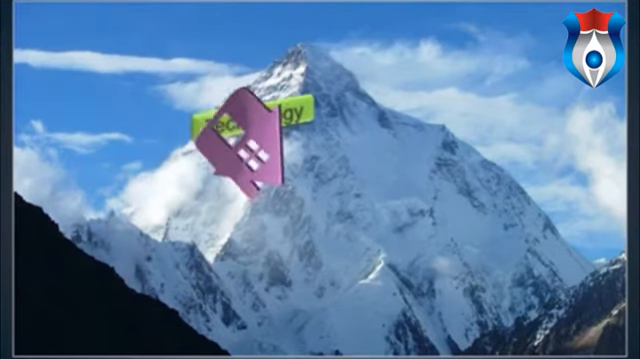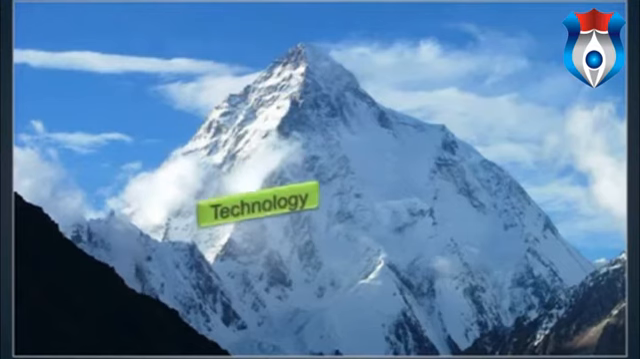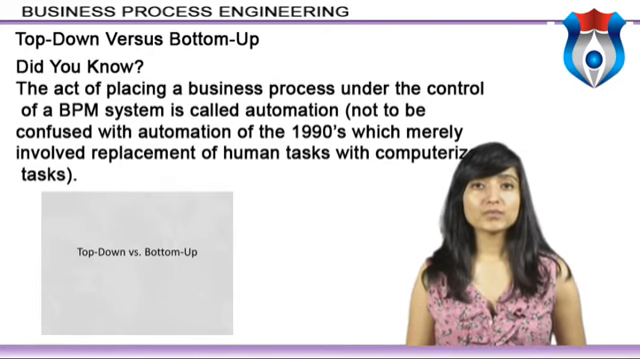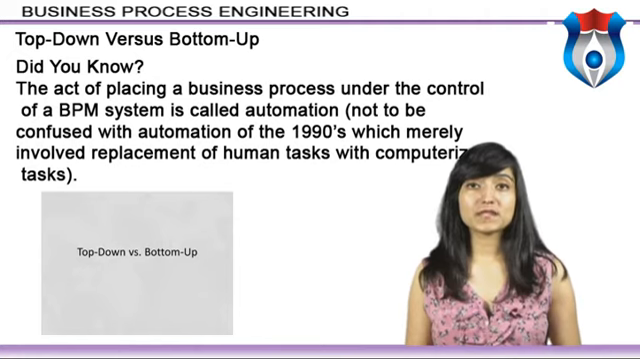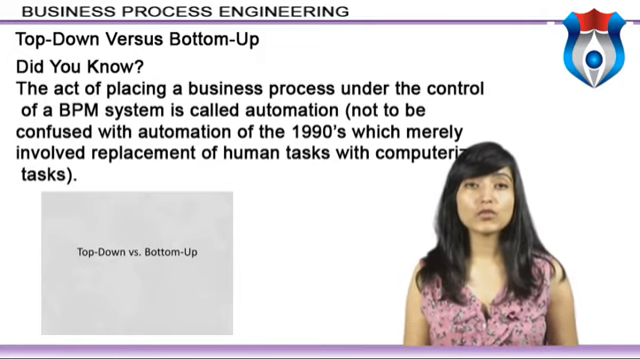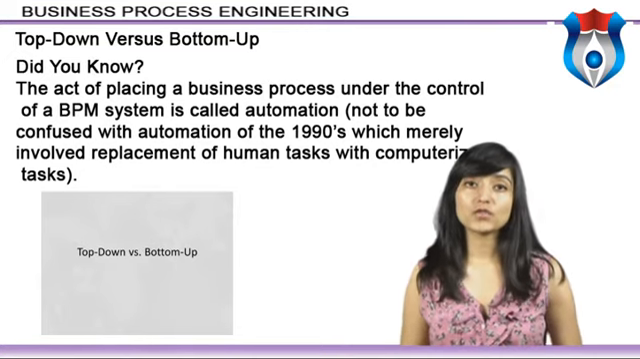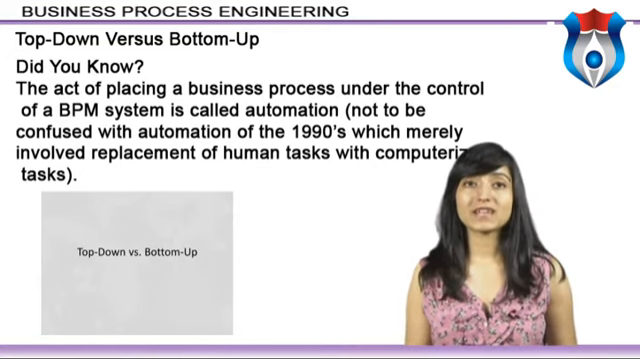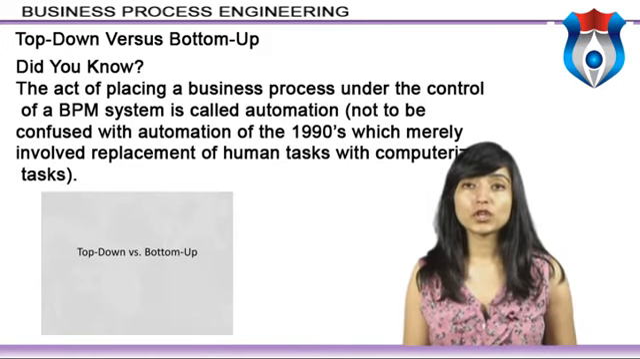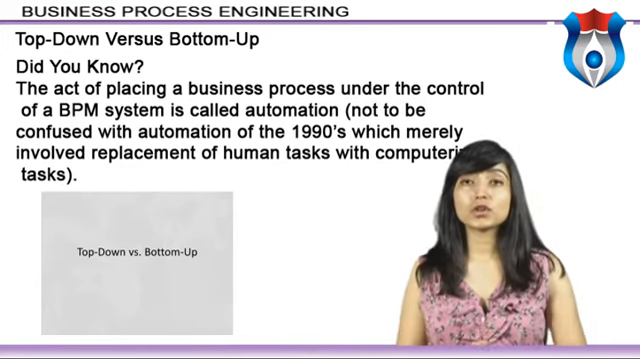Did you know? The act of placing a business process under the control of a BPM system is called automation, not to be confused with automation of the 1990s, which merely involved replacement of human tasks with computerized tasks.